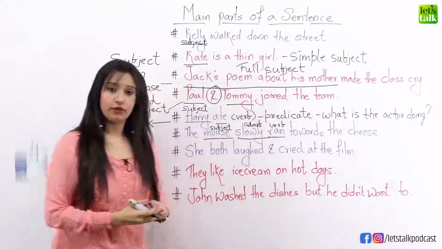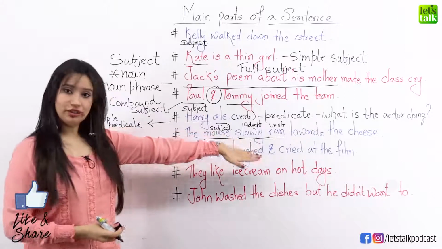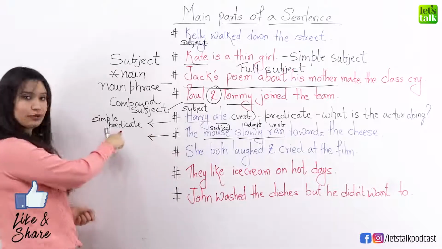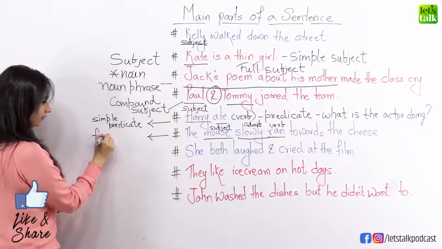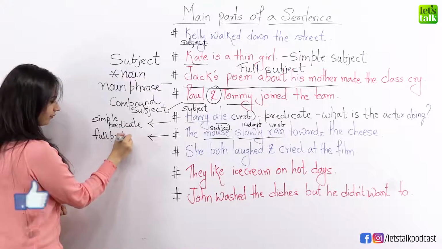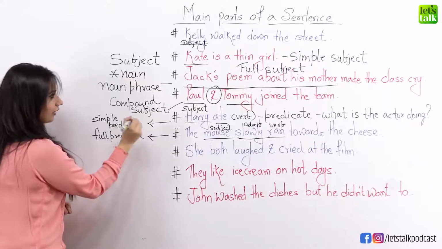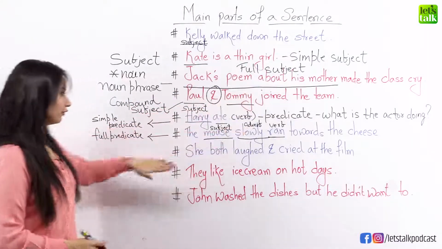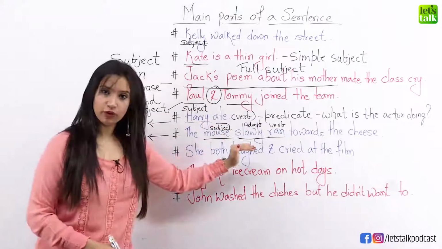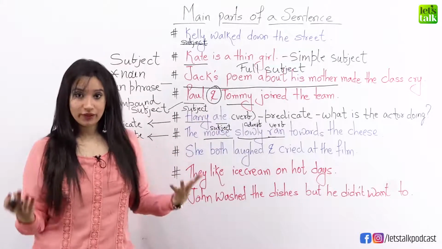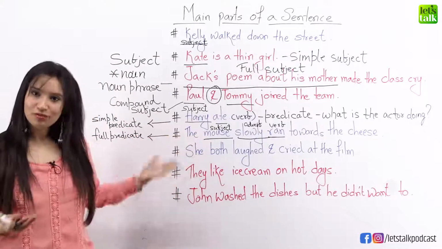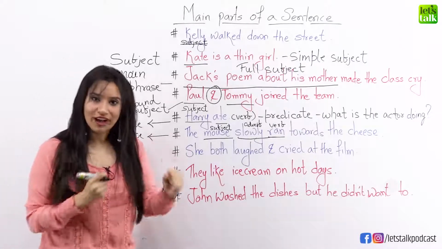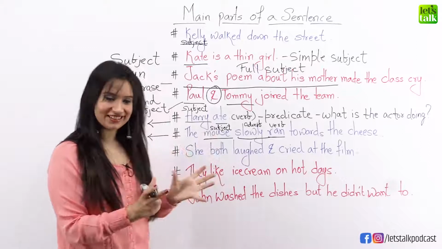And it tells us more about the verb. So this one here is a full predicate. As this is a simple predicate, this is a full predicate. Just to remind you that a full subject is always a noun phrase and a full predicate is always an adverb along with a verb. And it answers the question about the subject. What is the subject doing? So the mouse, what is the mouse doing? The mouse is running slowly towards the cheese.